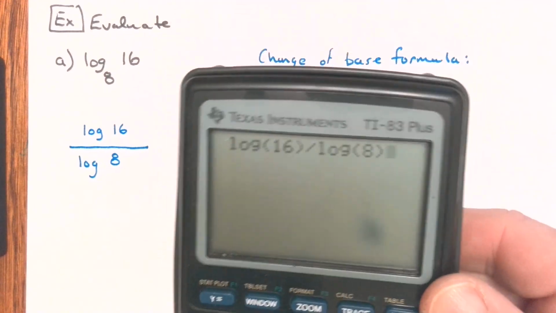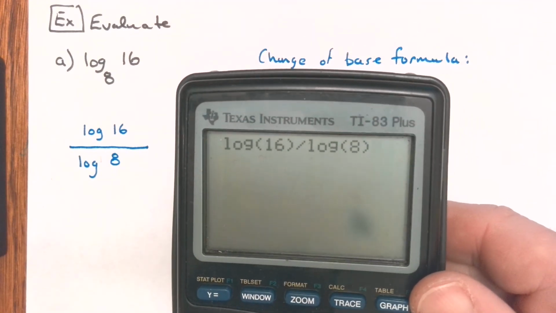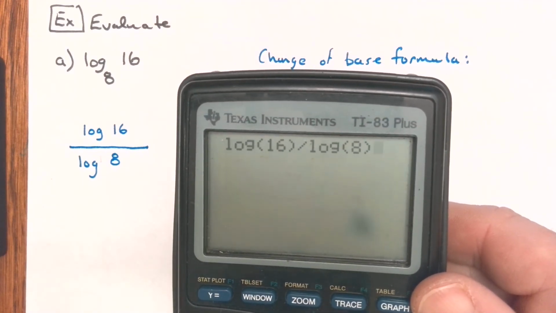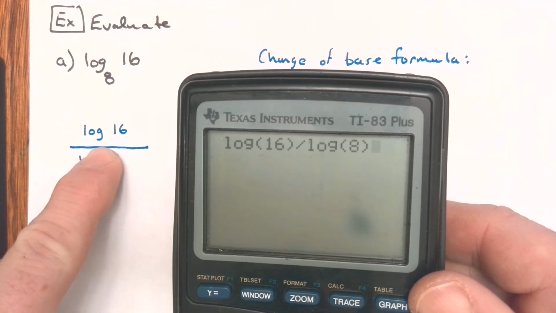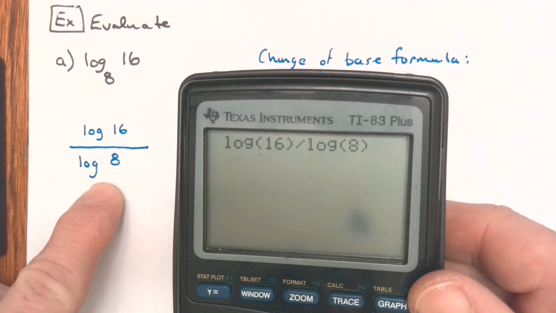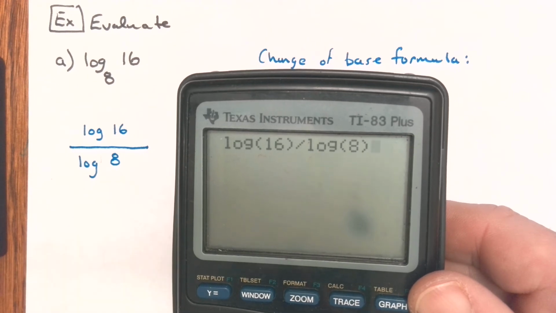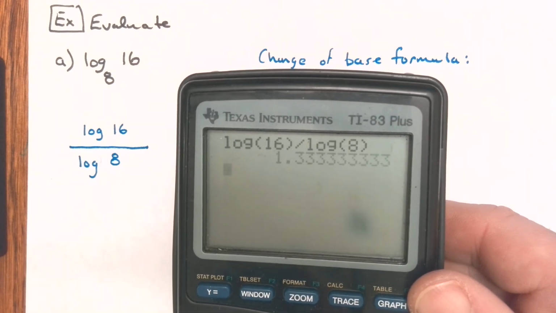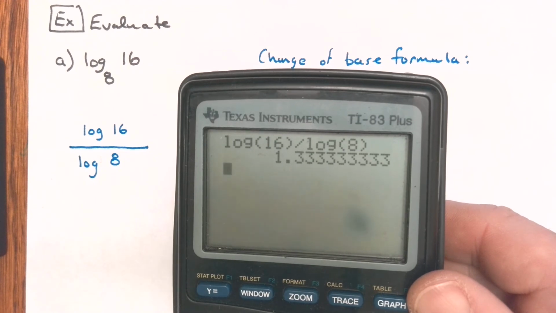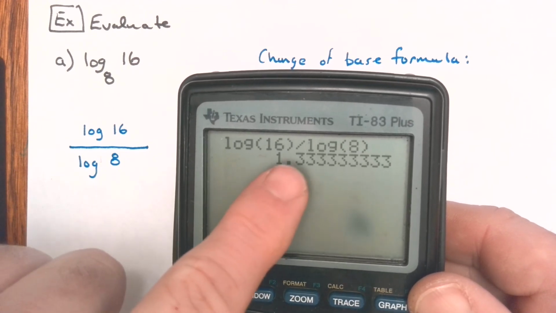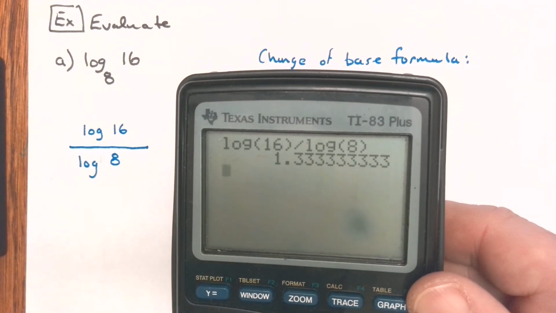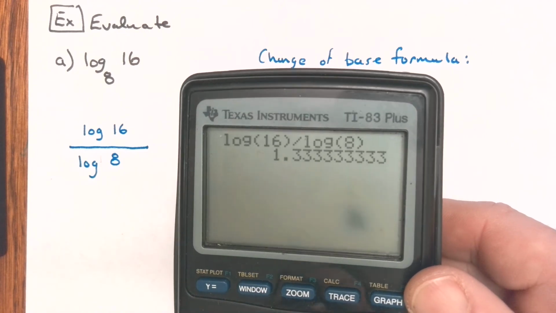So that is equivalent, using the change of base formula, I have log 16 divided by log 8. When I hit the enter button, I will now have a decimal approximation for that. Our book is not consistent with how they represent that answer. If you can write it exactly as a decimal, you should, and we can with this one because it's 1.3 repeating.